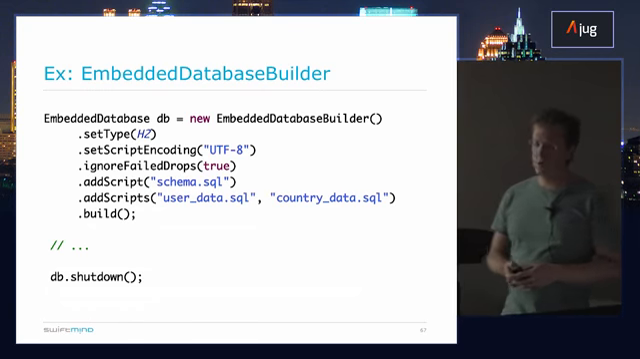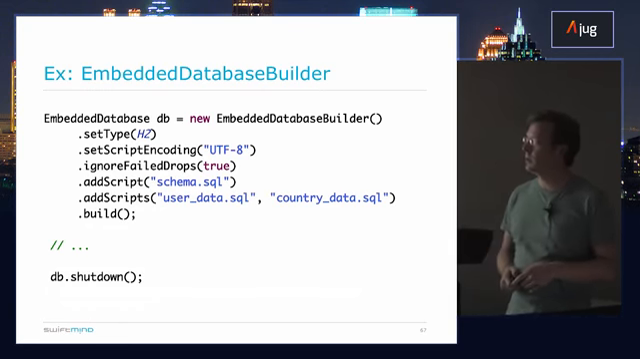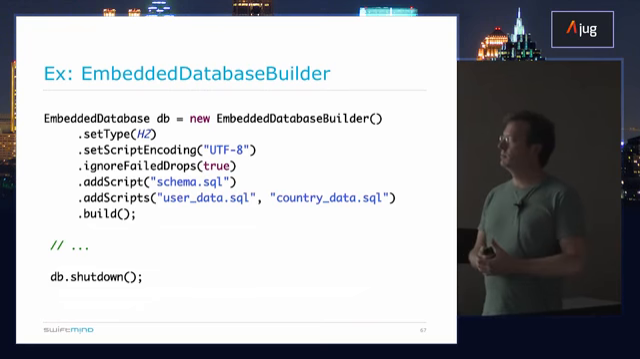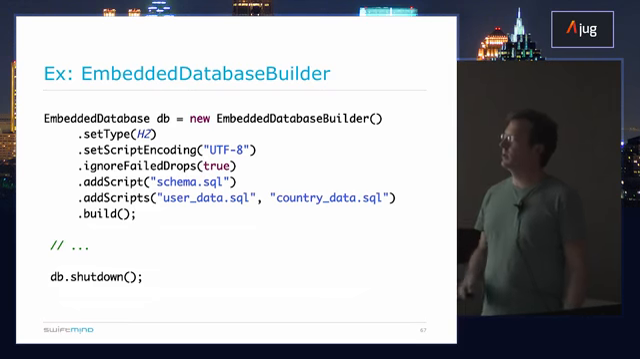So here, just to show you some of the added functionality we have, not specific to testing, you can actually use this for just setting up any kind of embedded database. With the embedded database builder, you have some new settings: ignore failed drops, adding scripts, setting the comment prefix, setting block comment delimiters for the start delimiter and end delimiter, other things like that. Just a really simple way to get an in-memory database configured and launched, and then shut it down at the end.